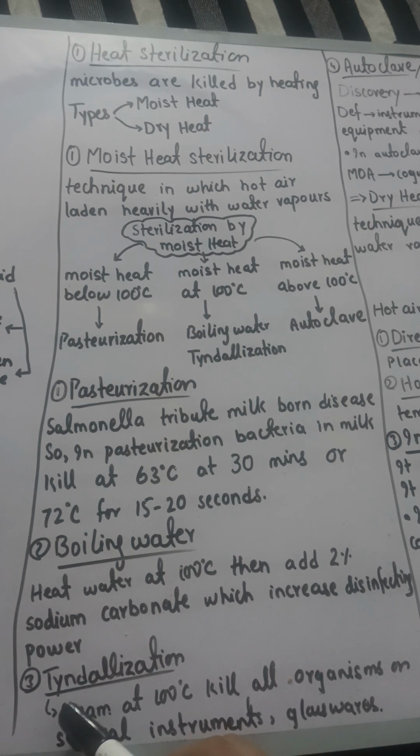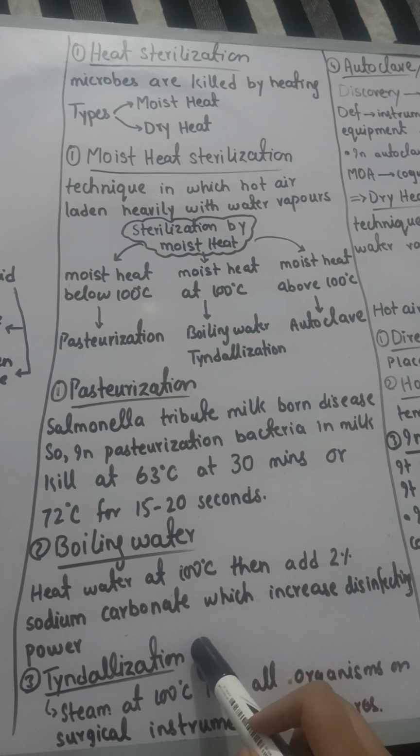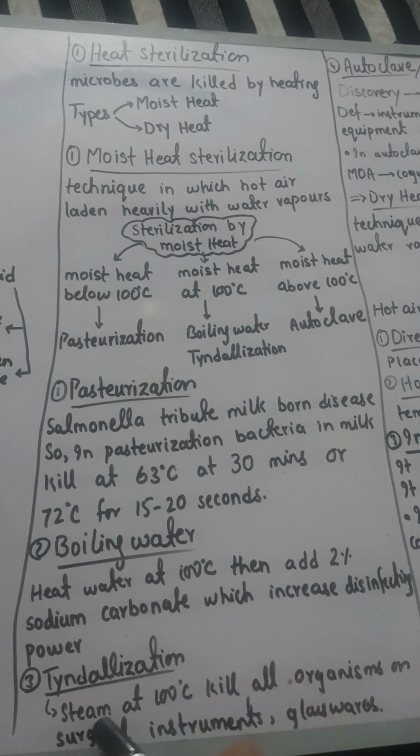Then the third method is steam sterilization, which is also used at 100 degrees. The steam at 100 degrees is used to kill all the microorganisms present on surgical instruments. Surgical instruments should be sterile before use, so that there is no transfer of microbes to the patient's body. Therefore they should be sterilized, and we use these processes to sterilize them. The glassware used in the laboratory should also be sterilized, and it is sterilized by this process.